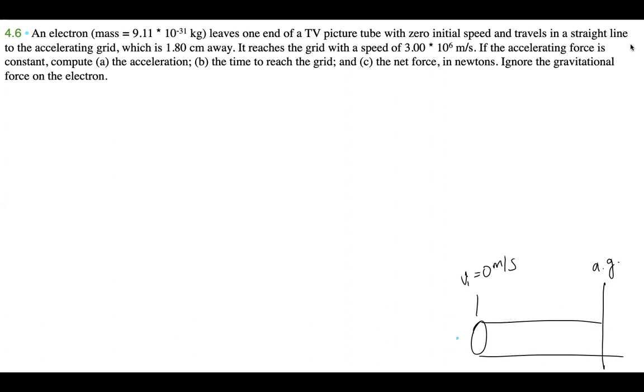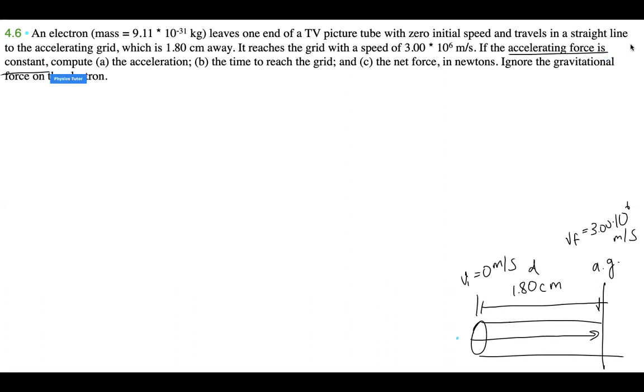The distance between this tube and the accelerating grid is 1.80 centimeters. VF is equal to 3.00 times 10 to the 6 meters per second. And the accelerating force is constant. Okay, so we have these three pieces of information. So really, it's just a basic one-dimensional constant acceleration problem, and yep, they say it's constant acceleration.